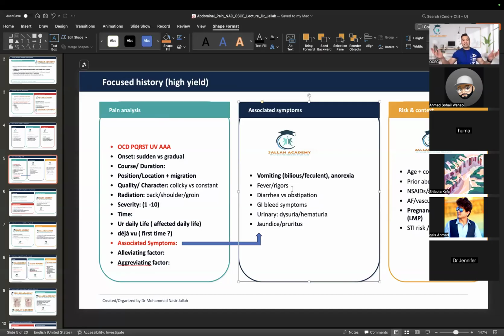Jaundice, for example. Cholangitis. If the patient has pain plus systemic symptoms plus jaundice, obviously it is cholangitis. So it really helps. You cannot miss it in the history taking.